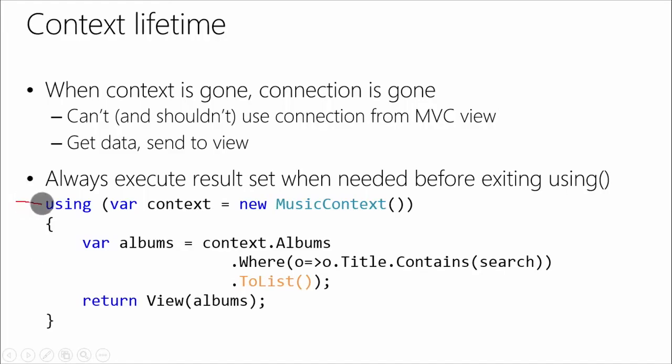When that context is gone, so when you have a using statement like we have here, when you get down here outside of that context, anything that you're doing with any data you've returned from it, that connection behind the scenes is gone. It's already back to the pool. It could be disconnected. It could be closed. So always execute that result set here. And I'll show you another way that we can do this when we're doing async, which we're going to talk about next very shortly here.